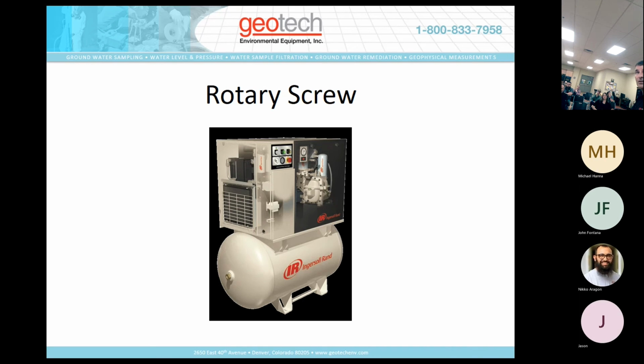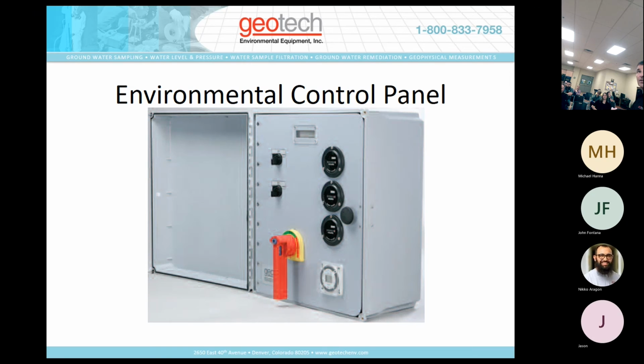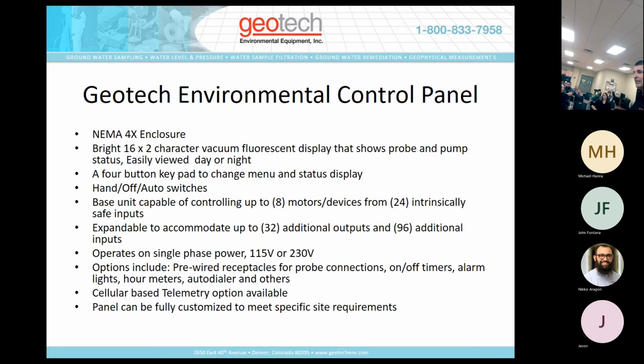And the rotary screw. This is like a continuous duty compressor, but has applications in air sparge applications as well. And this is just the control panel, we call it a GECA control panel that we would use for operating both blower systems. It's NEMA 4, weatherproof. You would put the controller in a non-classified area and just run electrical out to where the blowers are, depending on what your application is. If you need to be explosion proof, the controls have to be in a non-classified area.